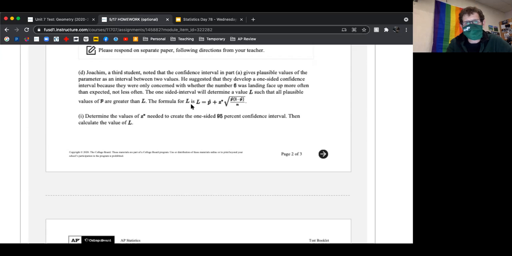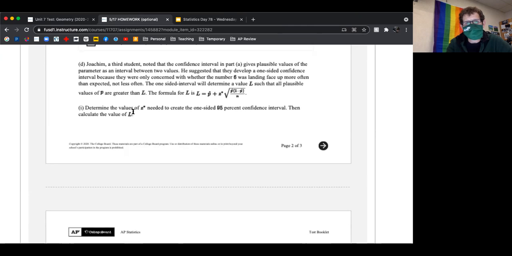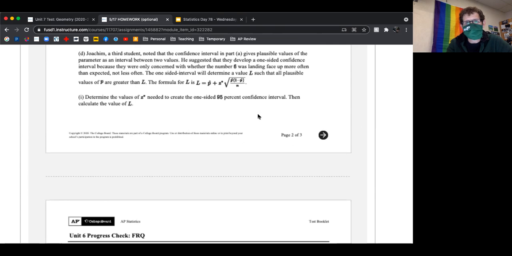The one-sided interval will determine a value L such that all plausible values of P are greater than L. All right, the formula for L is given like so. And this is another thing. So they're throwing out a brand new statistic at us that we've never seen, and it's really kind of a one-off statistic that they're using here. So we need to determine the values of Z star needed to create the one-sided 95% confidence interval, then calculate the value of L.